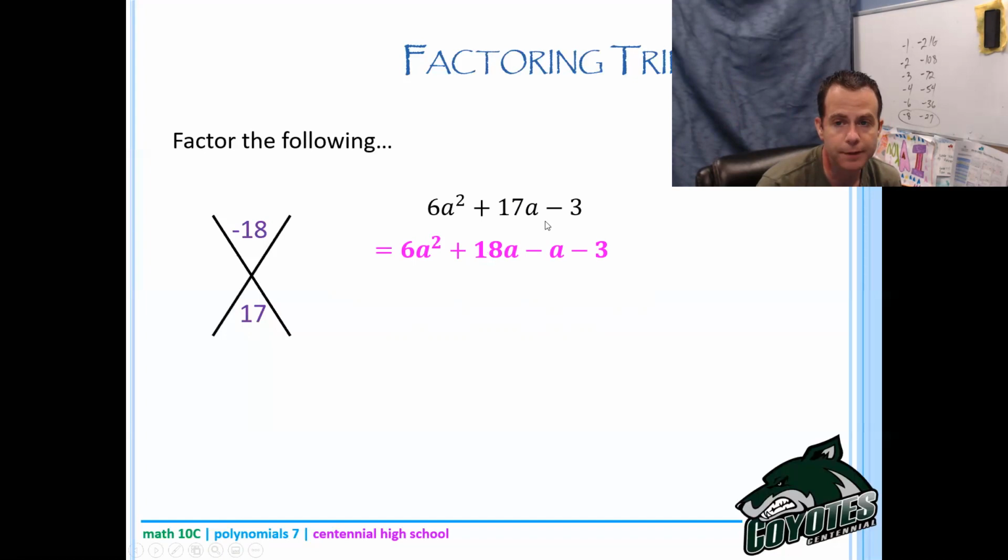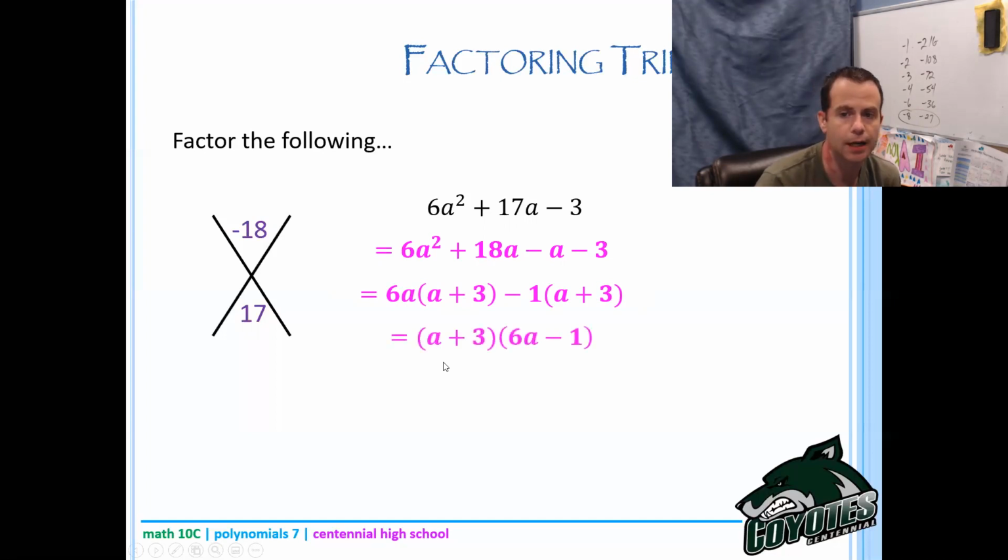Okay, so I've decomposed my 17a into 18a minus 1a. Factor the front two, factor the back two. Out of the front two, I'm going to take out a 6a. That would leave me with a plus 3. Over here, remember the front dude's negative, so I want to take out the negative 1. That would leave me with a plus 3. So I end up with a plus 3 times 6a minus 1.